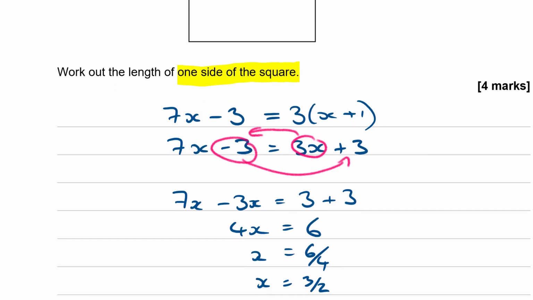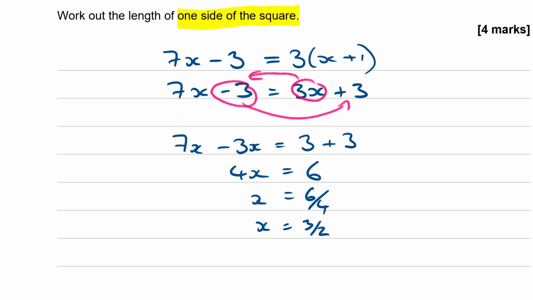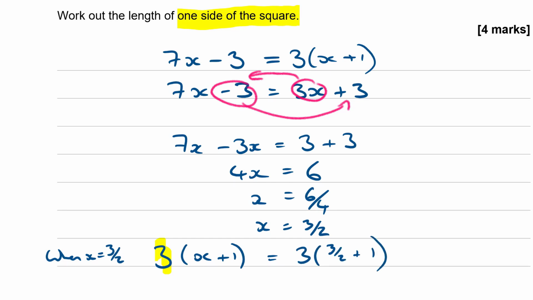We could use either one of those, so I'm going to use the 3 lots of x plus 1 because it looks slightly easier. So when x equals 3 over 2, then 3 lots of x plus 1 is 3 lots of 3 over 2 plus 1. So 3 over 2 plus 1 is 5 over 2, times 3 is 15 over 2, which is 7.5.